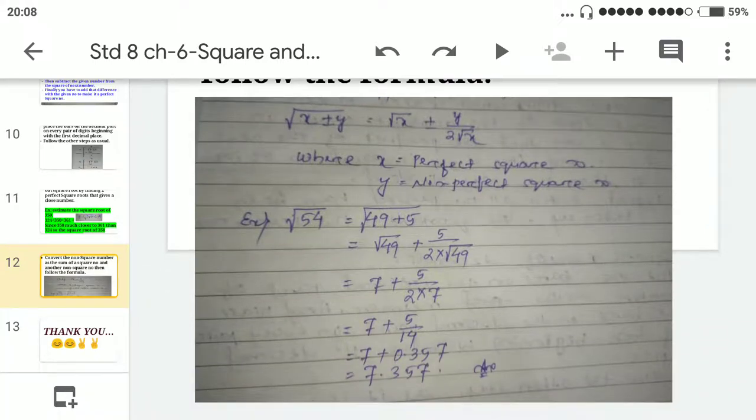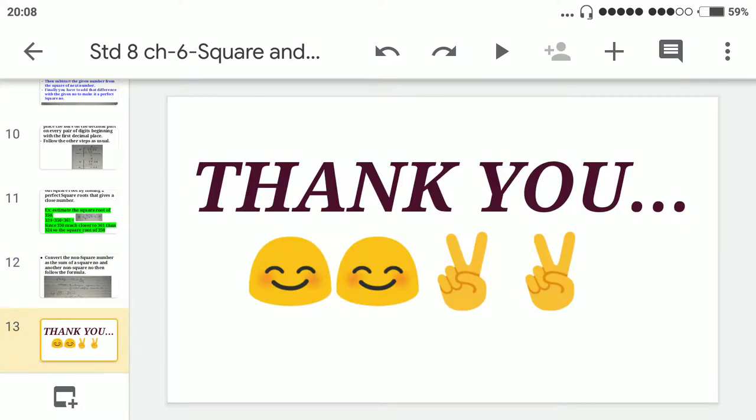Square root of 54, we can convert that number as 49 plus 5, and 49, as you already know, is a perfect square number, and 5 is not. So the square root of 49 would be 7, and 5 divided by 2 into the square root of 49, that is 2 into 7. So 7 plus 5 by 14, and 5 by 14 we can convert into the decimal 0.357, and finally you will get the answer 7.357. Right, children?